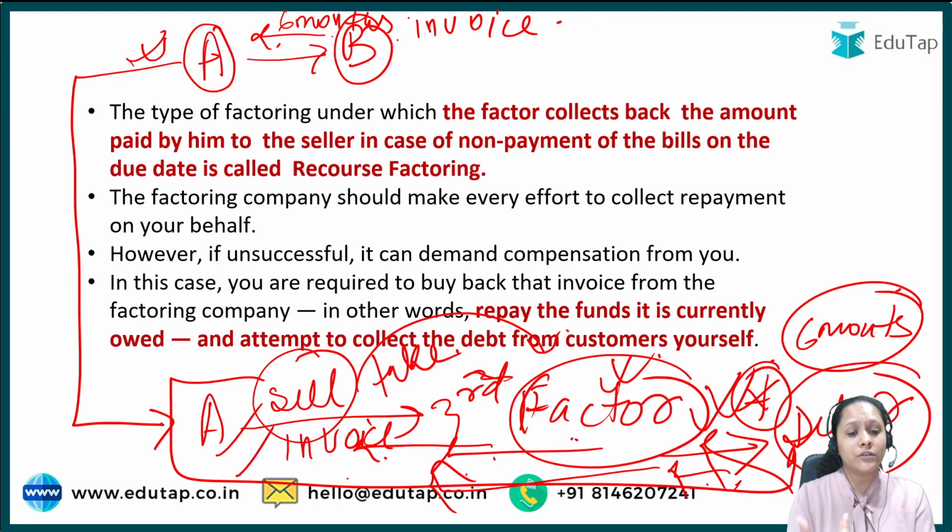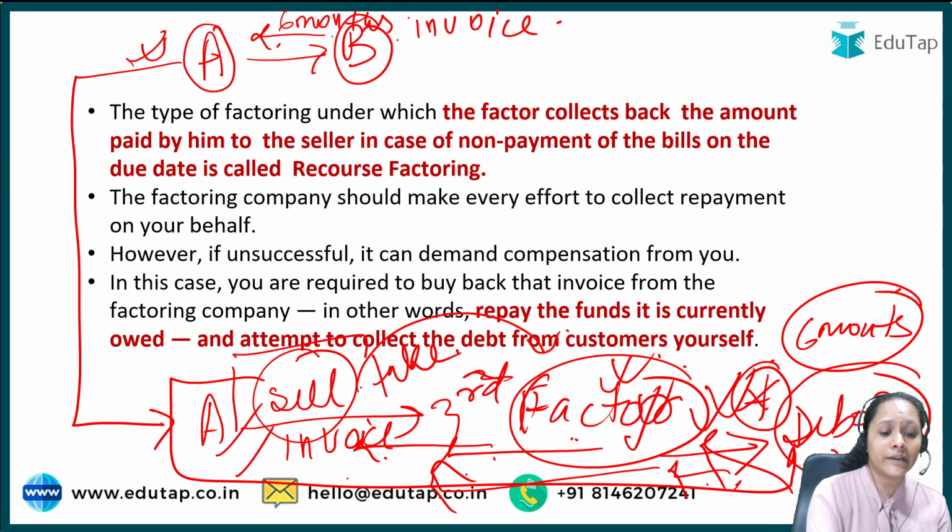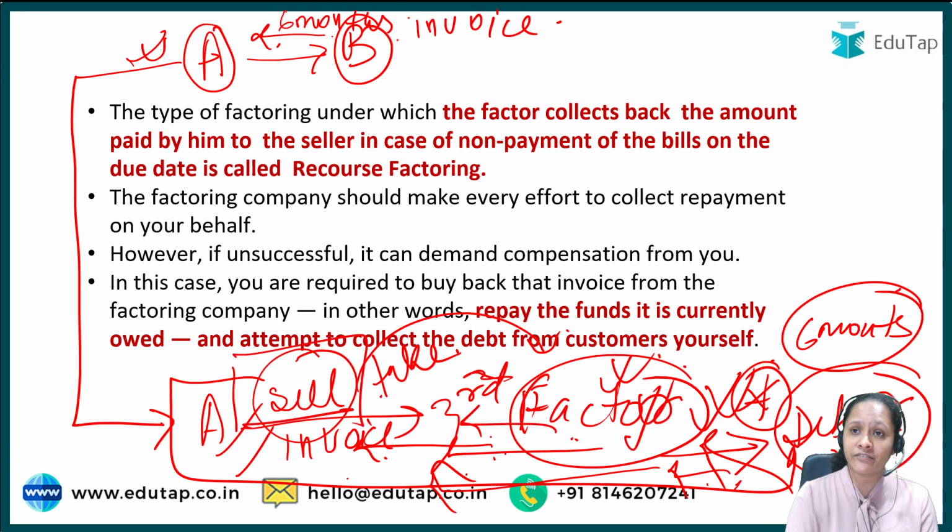What is factoring using non-recourse method? It is just opposite. In case the debtor fails to make the payment, the whole burden or the whole loss is to be taken up by the factor. Seller ka koi lena dena nahi hai, usko paisa mil gaya tha factor se. In case of a non-recourse condition, it is the factor or the third party who has to bear the loss in case of failure of payment.